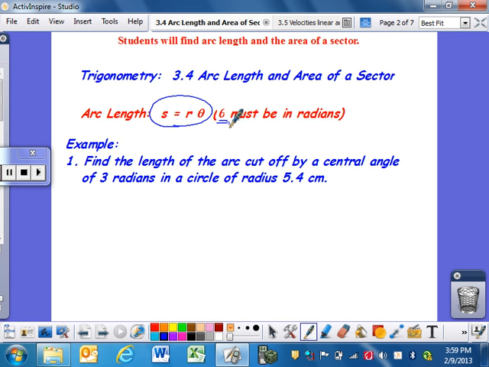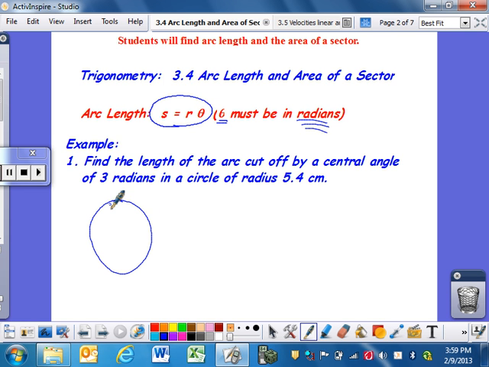One thing you must keep in mind, theta in this formula always must be in radians. Okay, so that's the only way the formula works. If they give you any degree measure, you actually have to convert it to radians. So this is the importance of radians instead of the degrees that we're most comfortable working with. So if I say find the length of the arc cut off by a central angle of 3 radians.